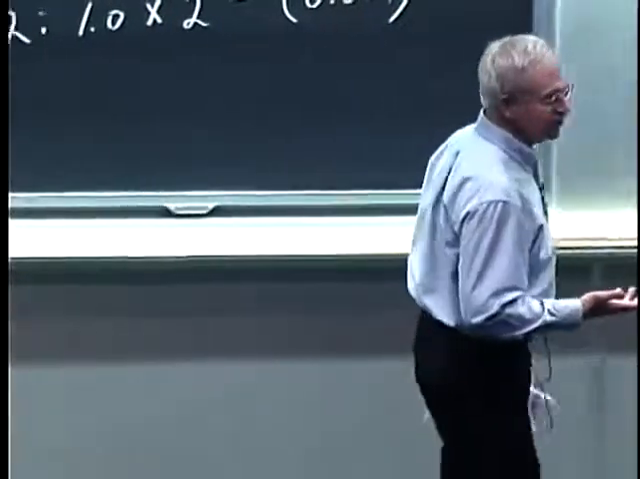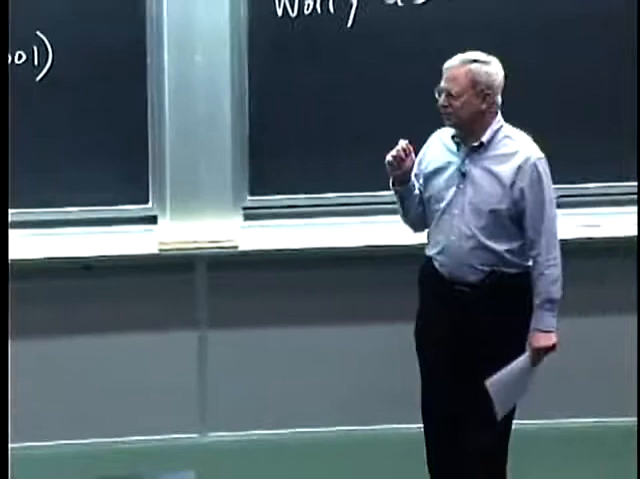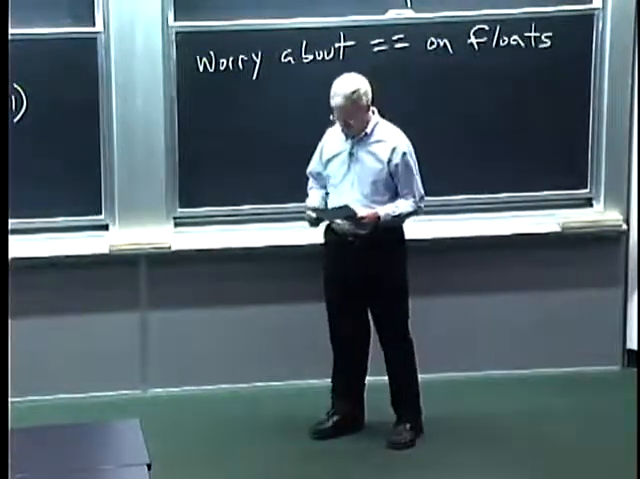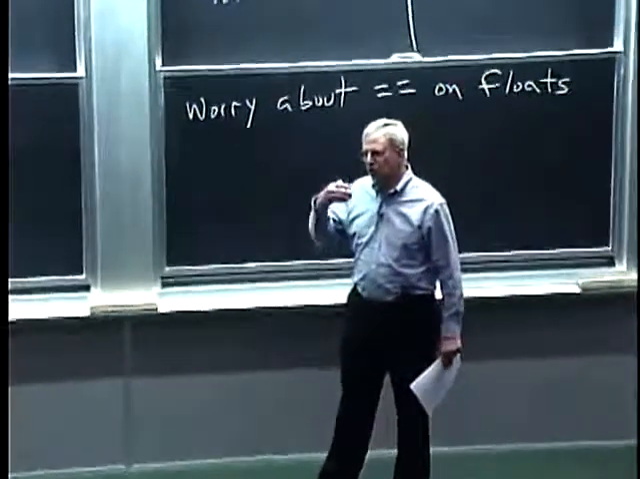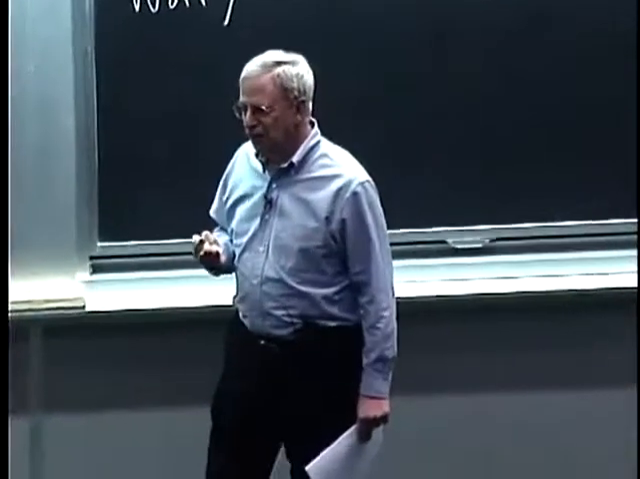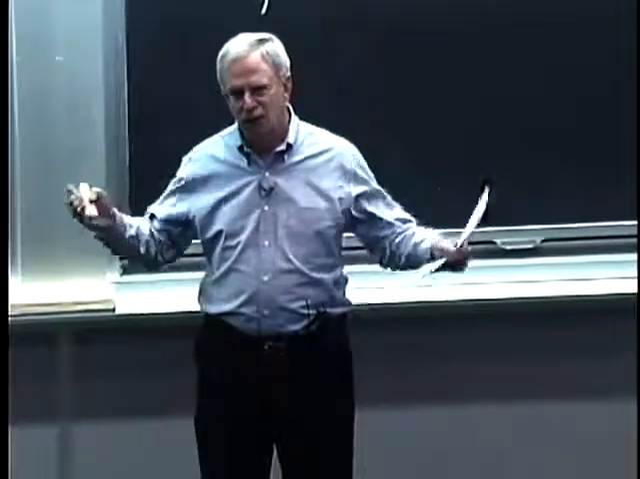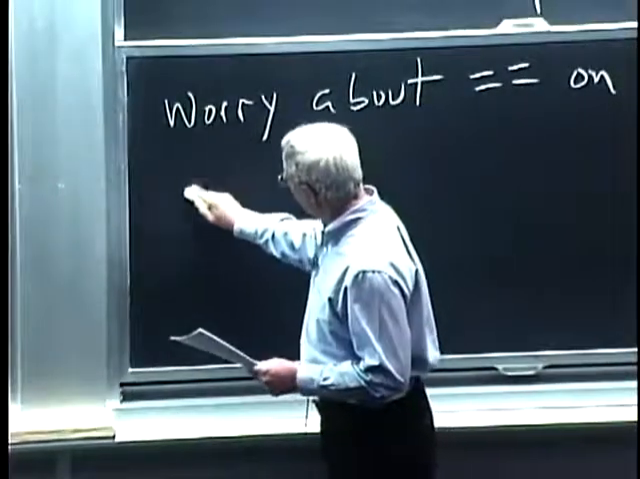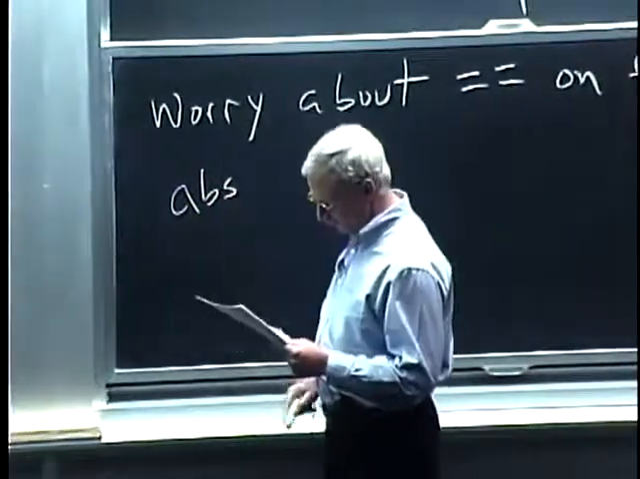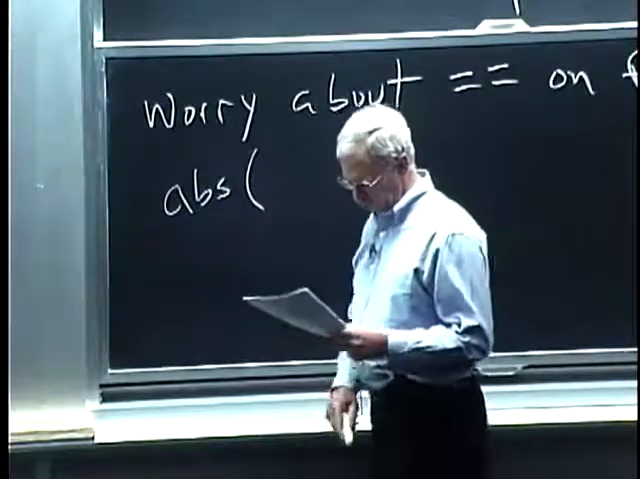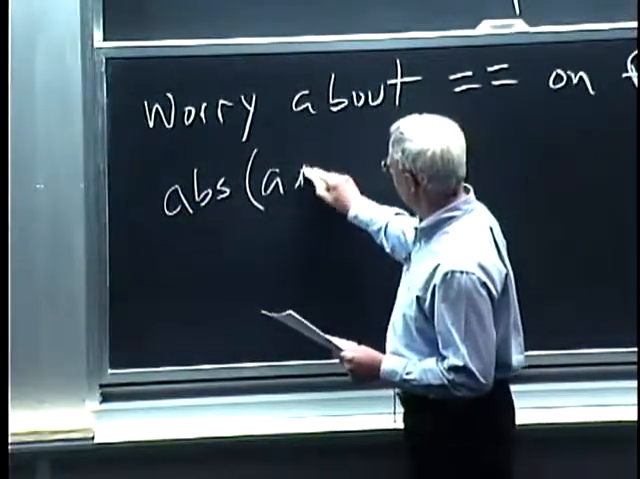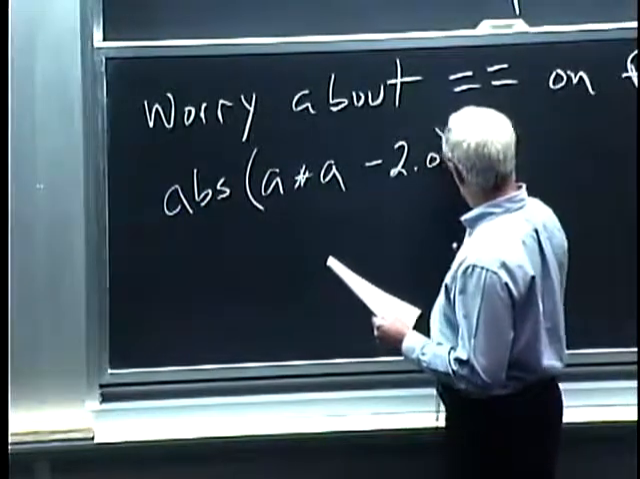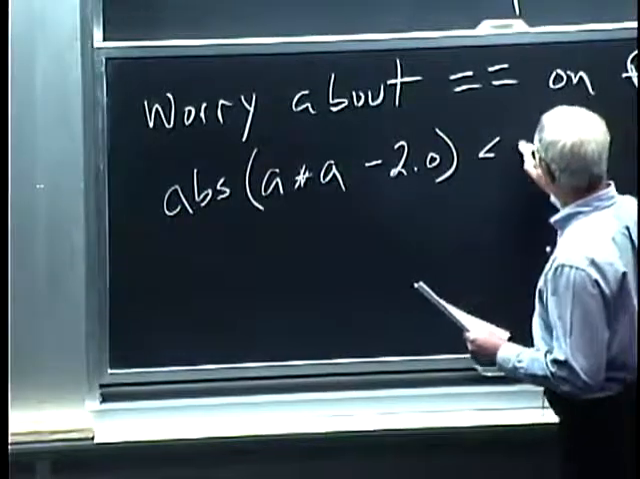What this tells us is that it's very risky to ever use the built-in double equals to compare floating points. And in fact, you should never be testing for equality. You should always be testing for close enough. So typically, what you want to do in your program is ask the following question. Is the absolute value of a times a minus 2.0 less than epsilon?